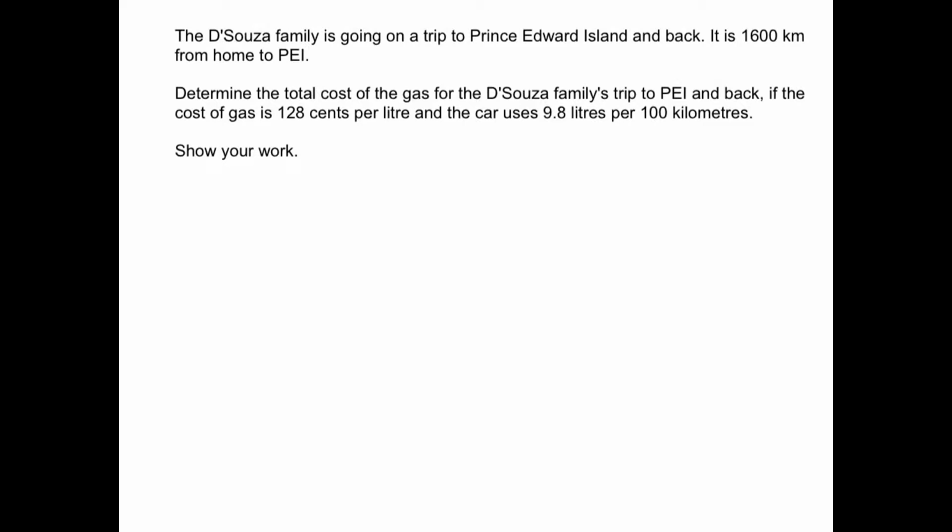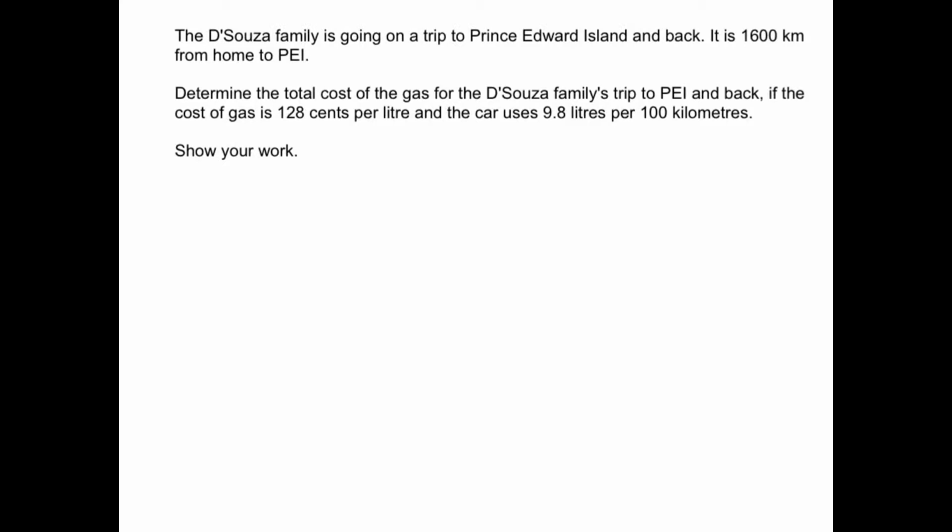It is 1,600 kilometers from home to PEI. Determine the total cost of the gas for the D'Souza family's trip to PEI and back if the cost of gas is 128 cents per liter and the car uses 9.8 liters per 100 kilometers. Show your work. So let's begin by underlining some important information that might help us.